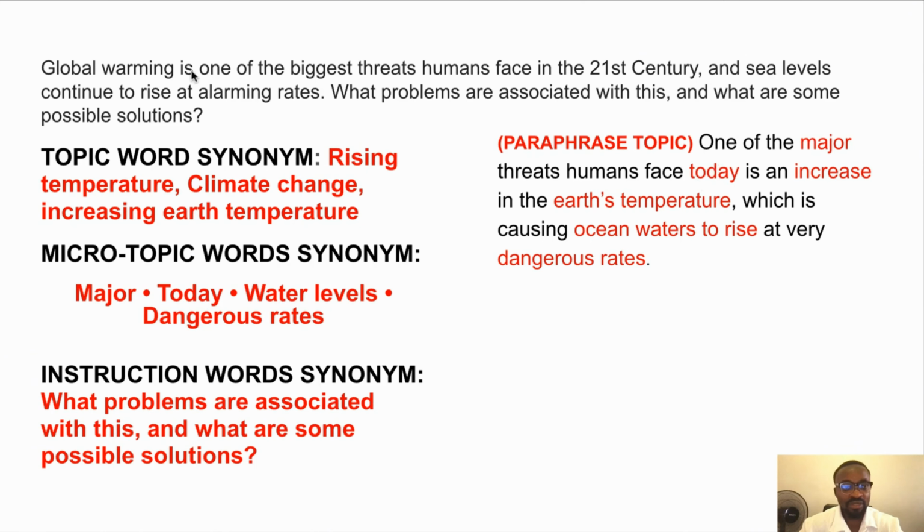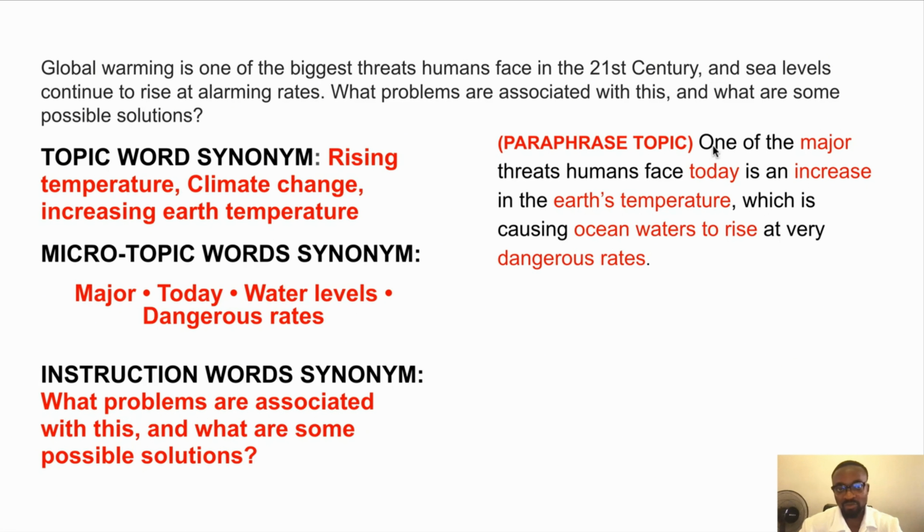So instead of global warming is one of the biggest threats humans face in the 21st century and sea levels continue to rise at alarming rates, what problems are associated with this and what are some possible solutions? Instead of writing all of this the way it is, remember what we are paraphrasing is this first part. We don't need to paraphrase the instruction words. So we're paraphrasing the main part of the question.